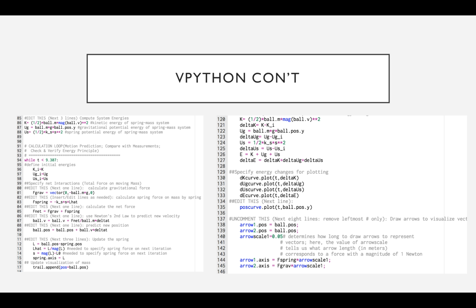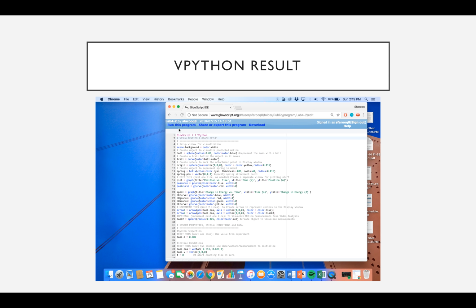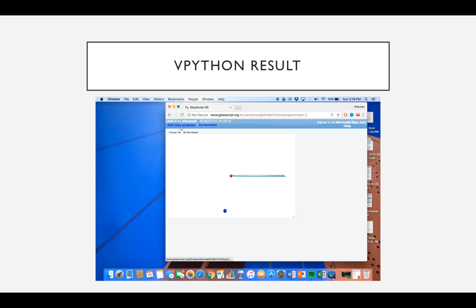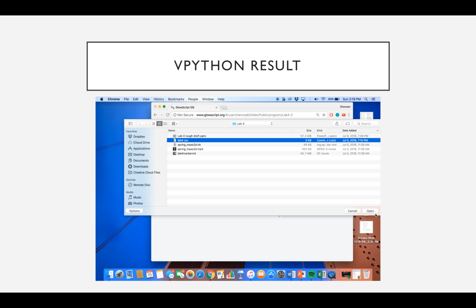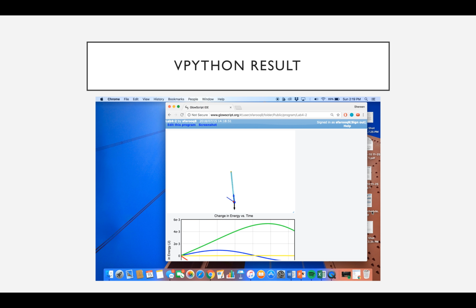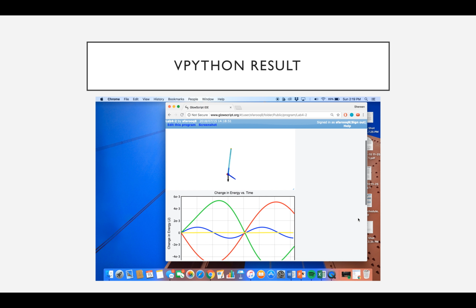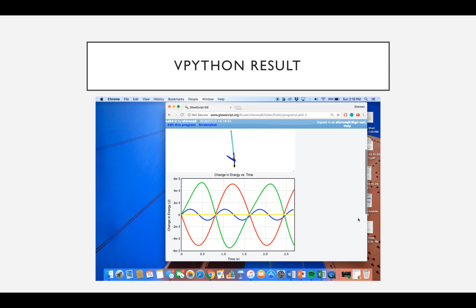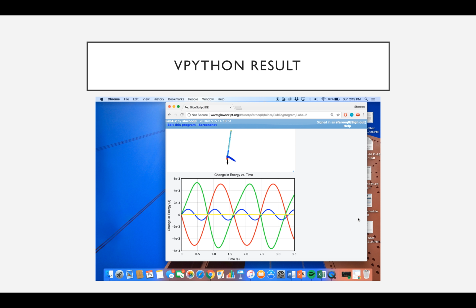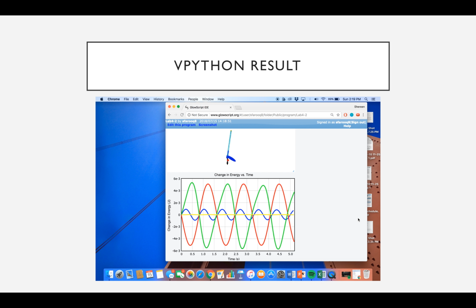The second image was the code used to calculate the various system energies, including kinetic energy, gravitational potential energy, and spring potential energy. Lastly, the arrows were drawn to help visualize the motion of the system. Here's the result from the Python code. In this video, the kinetic energy is represented by the blue line, the gravitational potential energy is red, the spring potential energy is green, and the total energy is the yellow line.